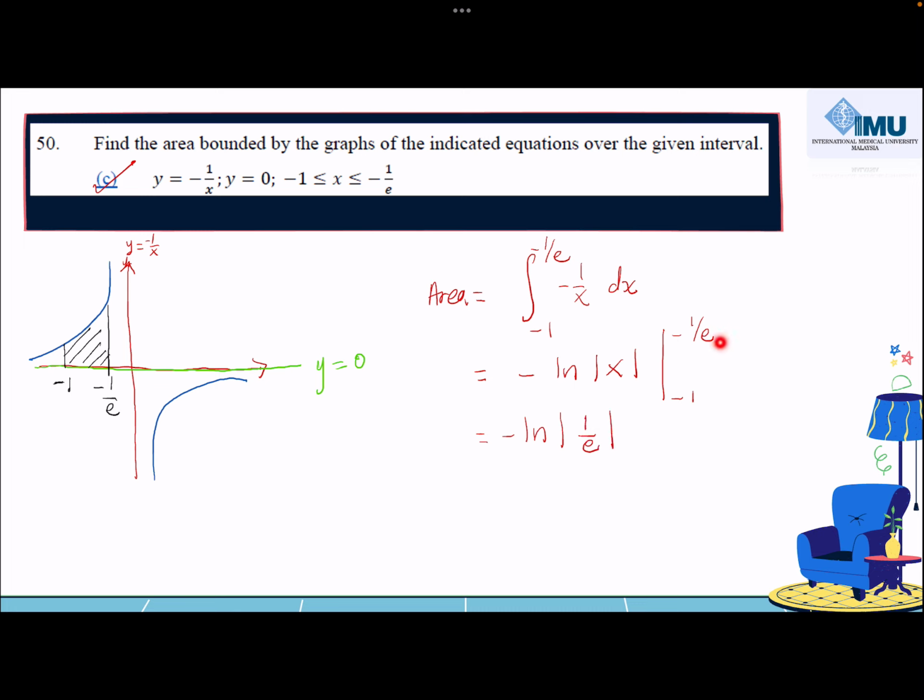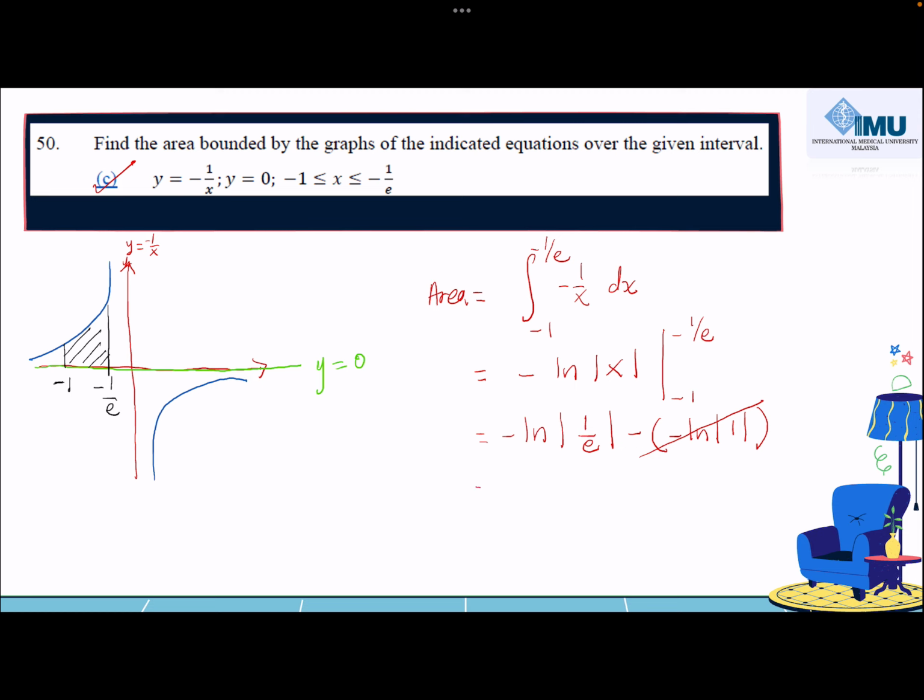Now, I have substituted the upper limit inside. I will do the same thing. Right now, I'm going to substitute the lower limit. Same goes here. Since I'm going to substitute negative 1 inside of my modulus, anything negative will become positive. So I just remove the negative itself. Remember, ln 1 is 0. So you are only left with the first term.